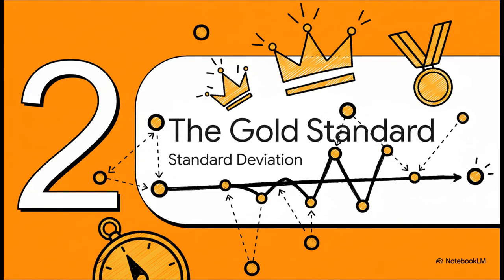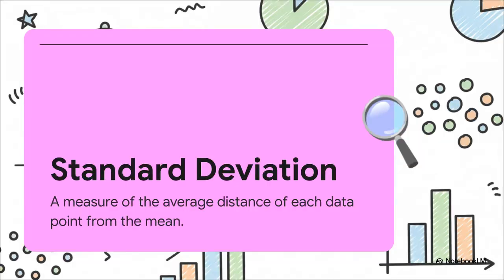And that brings us to the gold standard for measuring spread, standard deviation. This is the tool the pros use because it doesn't just look at the extremes, it considers every single data point. Now, don't let the name intimidate you. The concept is actually really intuitive. Just imagine the average is like a central magnet. Standard deviation basically measures, on average, how far each piece of data is from that magnet. A small number means everything's clustered super tightly around the center. A big number means all the points are scattered far and wide.